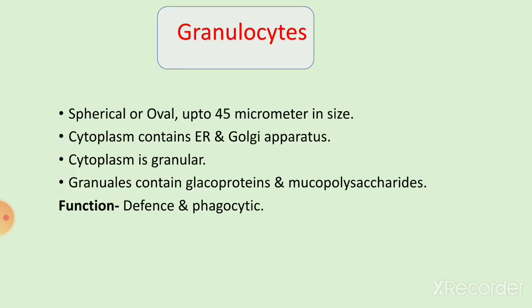The third one is granulocytes. Granular hemocytes or granulocytes arise from plasmatocytes. They are variable in shape, usually spherical or oval, up to 45 micrometer in size. The nucleus is small. Cytoplasm contains a high number of endoplasmic reticulum and Golgi apparatus. The cytoplasm is granular as it contains a large number of membrane-bound granules derived from the endoplasmic reticulum and Golgi apparatus. Granules contain glycoproteins and mucopolysaccharides.